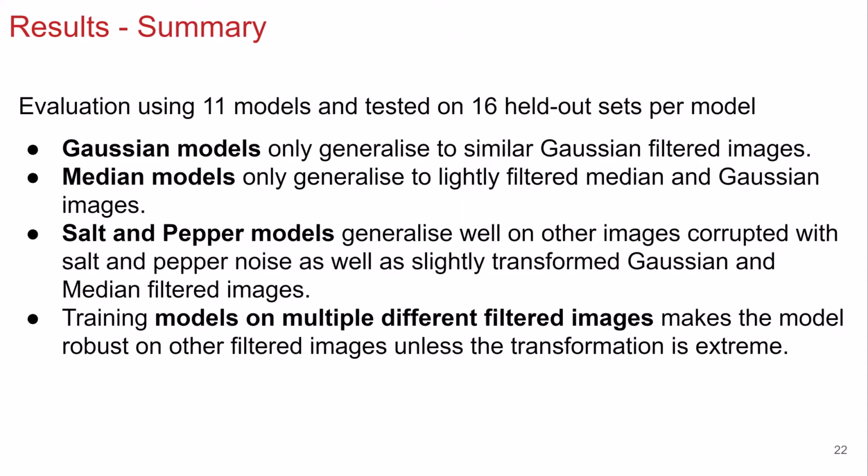From the experiments, we could see that the models trained on Gaussian filtered images only generalized to Gaussian filtered datasets generated using similar sigma values. Median trained models generalized to lightly filtered median and Gaussian images, but not to SMP filtered images. Salt and pepper trained models, however, showed good performance on other SMP filtered images, as well as on the original dataset and on lightly filtered median and Gaussian datasets. Finally, the model trained using variations of Gaussian and SMP filtered images was good at segmenting almost all datasets used in this project, although the performance was not sufficient on some heavily transformed images.